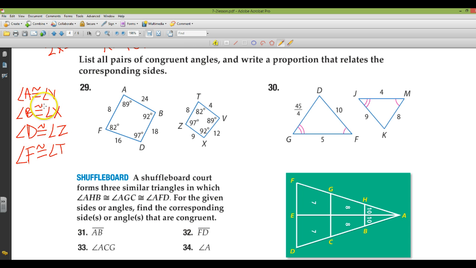So if we wanted a similarity statement, we would have polygon ABDF is similar to polygon VXZT in that corresponding order. So if we want a proportion that relates to the corresponding sides, we would have AB corresponds to VX, BD corresponds to XZ, DF corresponds to ZT, and AF corresponds to VT.